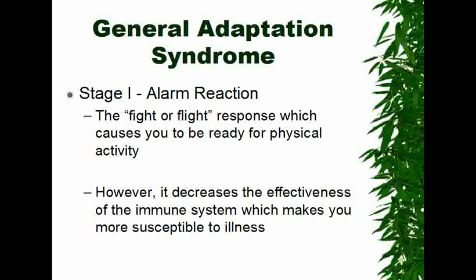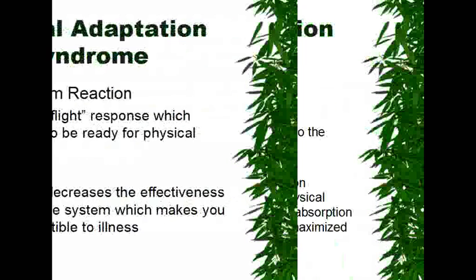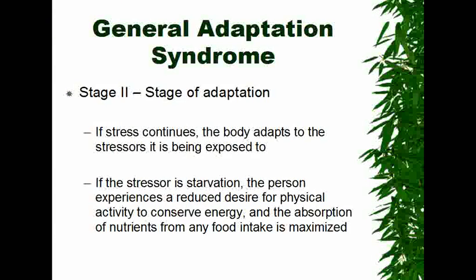So in this situation some kind of illness will be there, and your immune system will be hampered. Stage 2 is the stage of adaptation. If stress continues, the body adapts to the stressor it is being exposed to. Now this person slowly starts adapting to the situation.